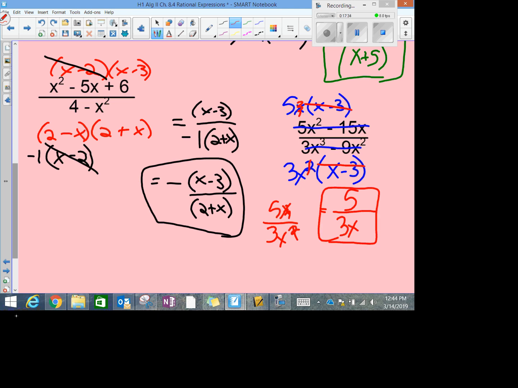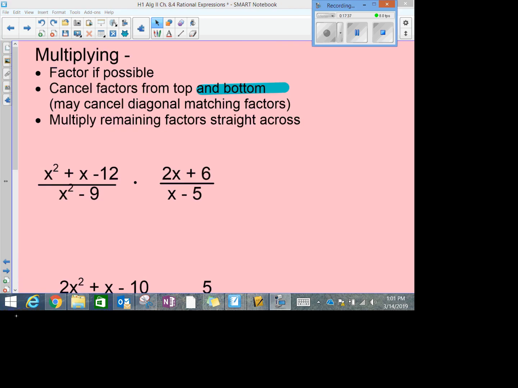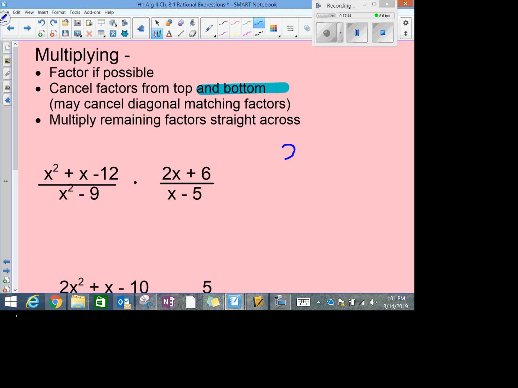Okay, I want everybody to get a whiteboard and practice this. Okay, so now we're going to multiply. If you think about multiplying fractions, you don't have to write this down. Let's say I have 2 over 7 times 21 over 6.